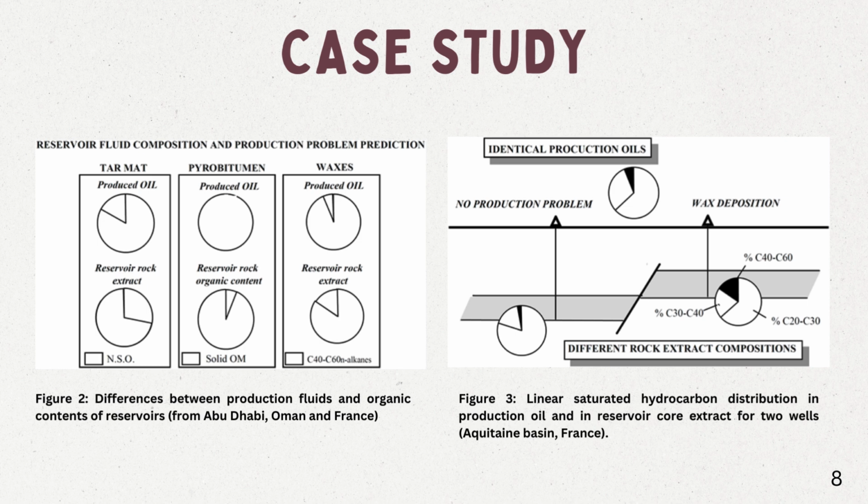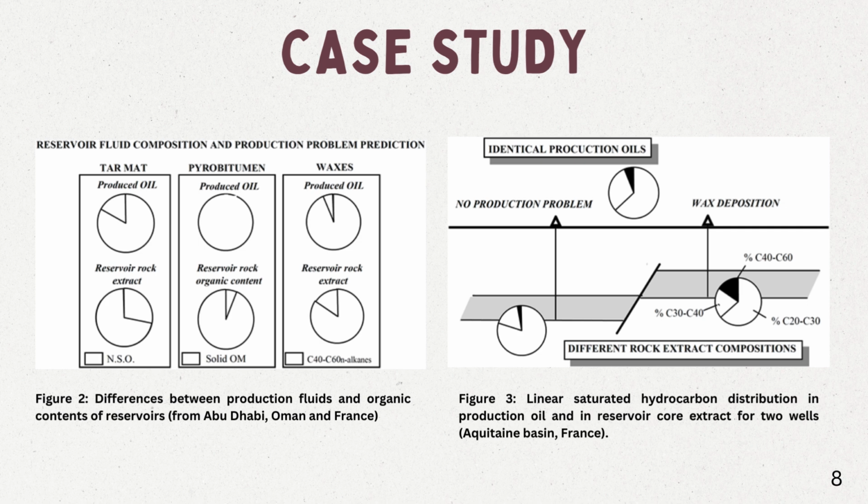So next one is the case study. Basically, this picture shows the difference between production fluids and organic contents of reservoirs from Abu Dhabi, Oman, and France. This fluid composition is less biased than the one determined on the produced fluid. So it will provide a more realistic material for PVT testing and asphaltene or wax problem predictions. Additionally, evaluating the total reservoir organic content is the only way to detect potential production problems such as the occurrence of bitumen or pyrobitumen in the reservoir.